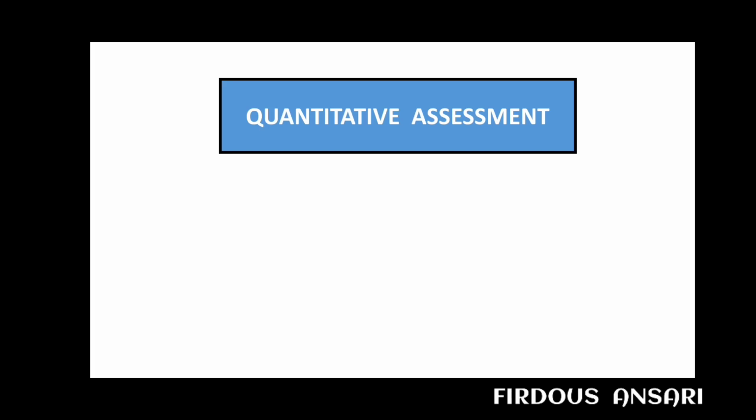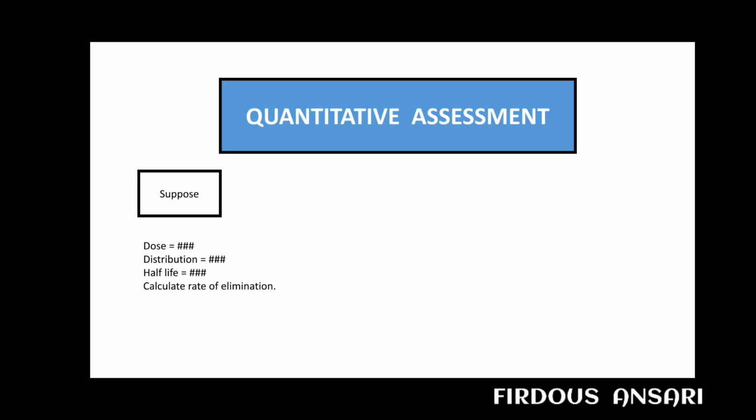Similarly, for different organs we have different mathematical equations by which we can calculate the unknown parameter. Suppose we have a situation where the dose of the drug is given, the distribution is given, the half-life is given, but we need to calculate the rate of elimination. So we will use all these known parameters and put them in such an equation that we will get the rate of elimination. So this is the way.